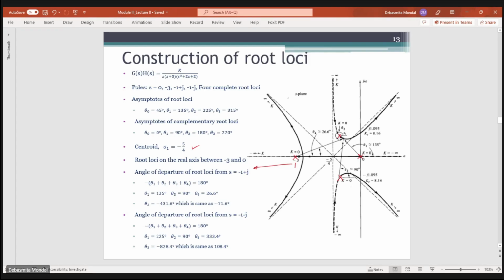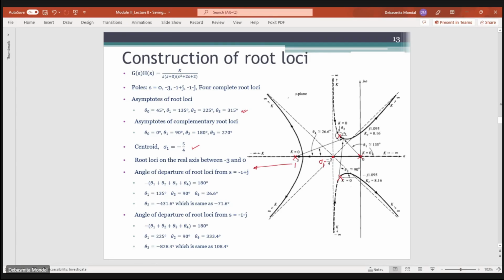Okay. Next what we need to find out is the angle of departure, and we have already drawn these asymptotes. So we already know these asymptote angles. These are the 4 asymptotes that we have, and they are intersecting at the centroid. Sigma 1 is minus 5 by 4. And this part of the real axis is a part of the root locus.